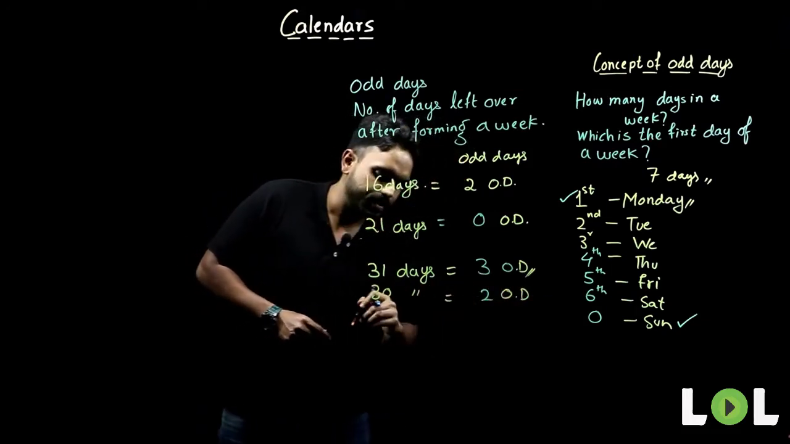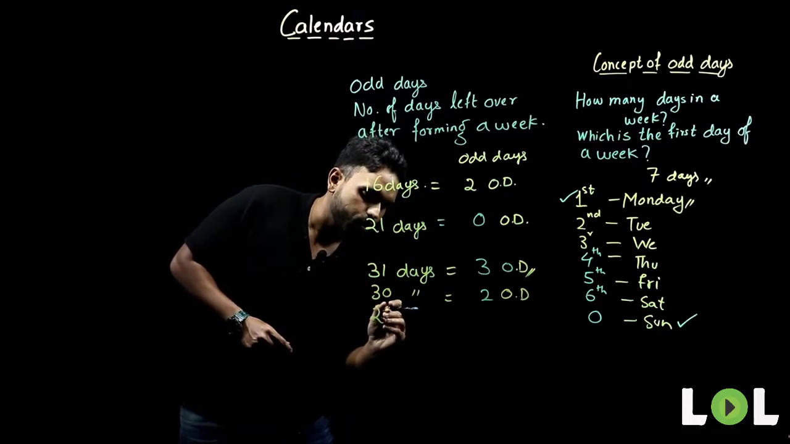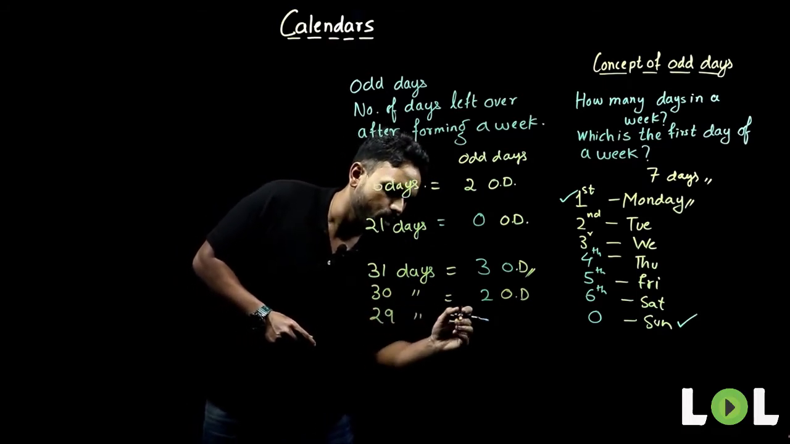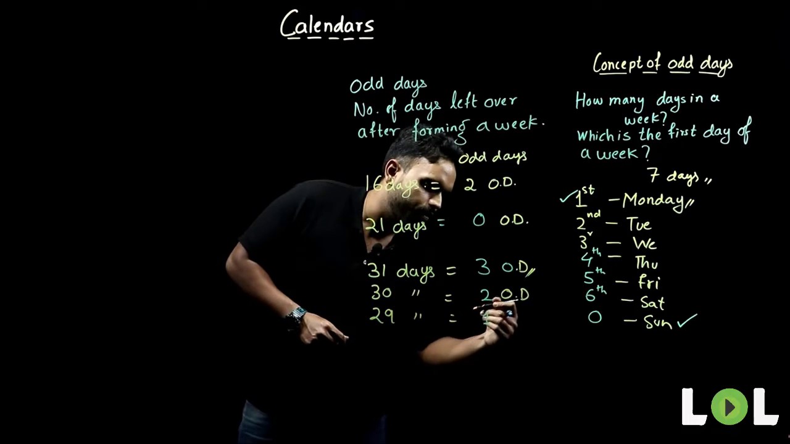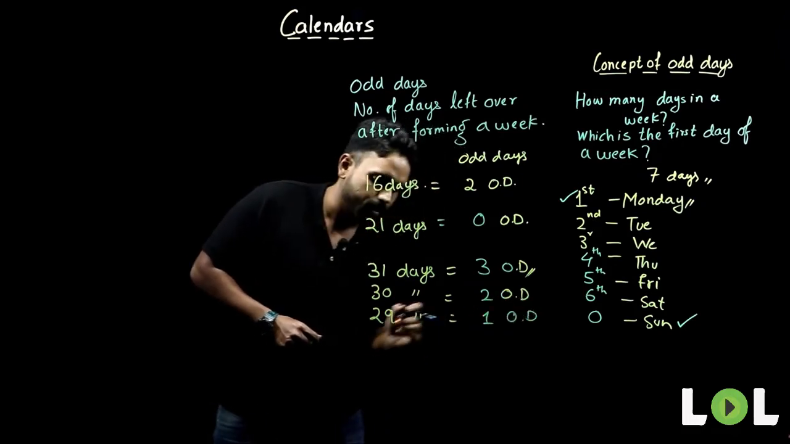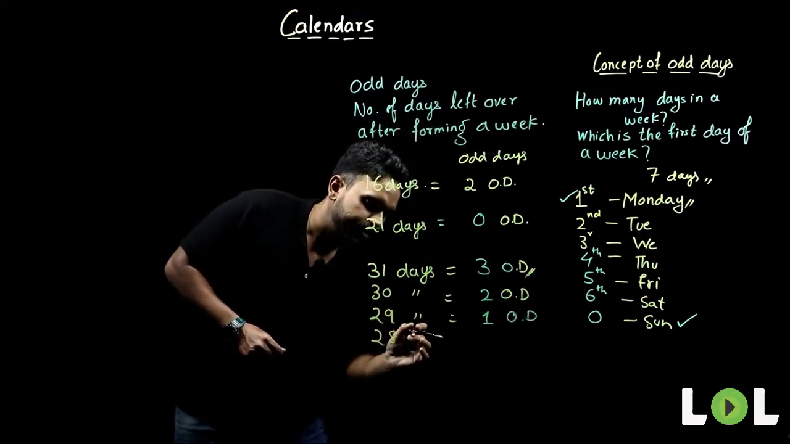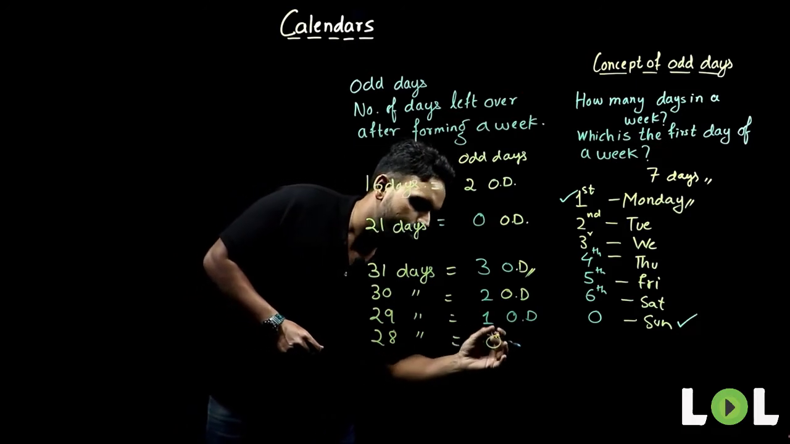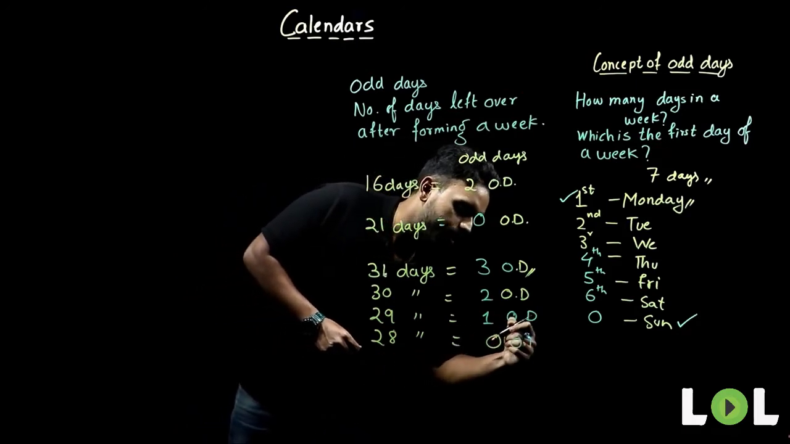2 odd days. If I have 29 days, how many odd days will you have? You will have 1 odd day. And if you have 28 days, how many odd days will you have? You will have 0 odd days.